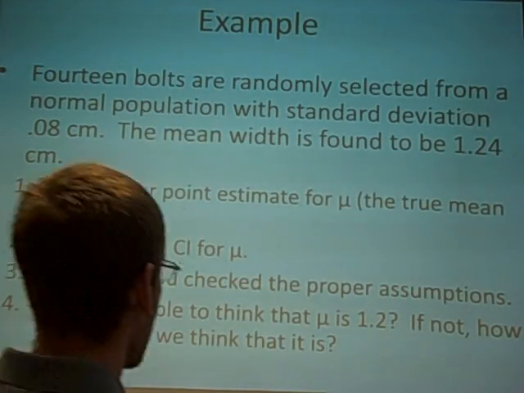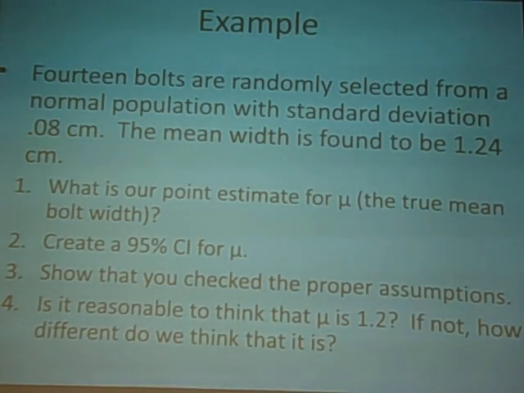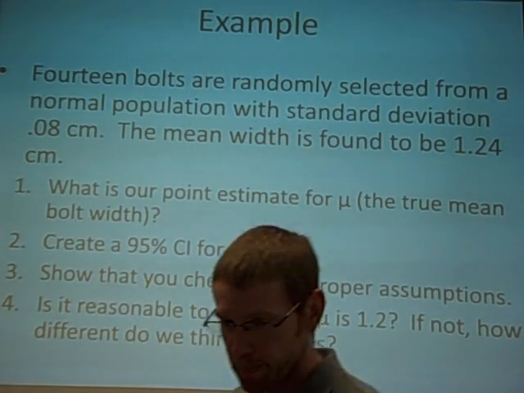Right, so the other day I mentioned that we were going to go through and look at the solutions to this problem. So hopefully you had a chance to do that. If not, you can write it down or get the solutions, do it, and check what you get later. It says 14 bolts are randomly selected from a normal population with standard deviation 0.08. The mean width is found to be 1.24 centimeters.